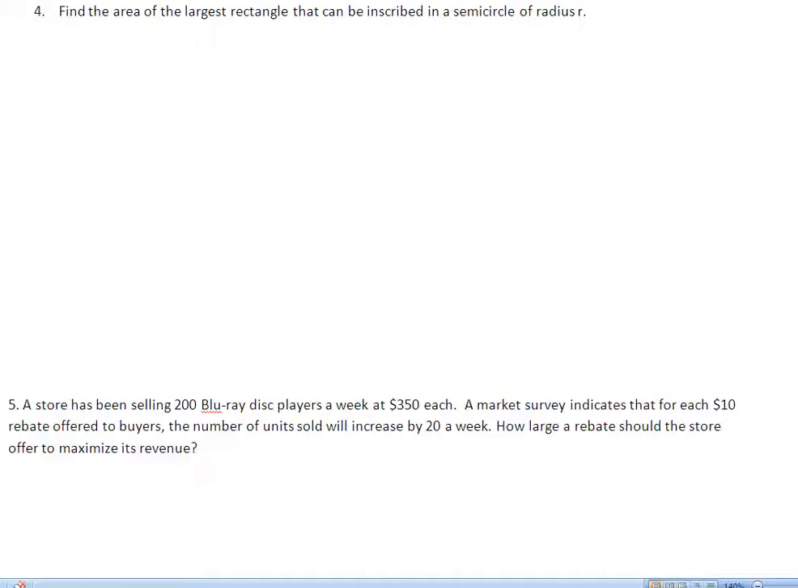So I'm still doing section 4.7, optimization problems. There's just two more. I wanted to make this a separate video. Okay. Number 4 is kind of difficult.